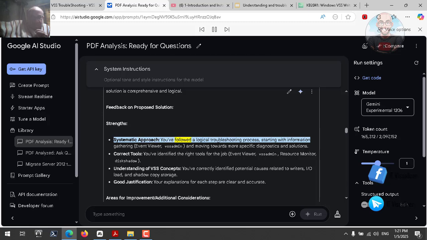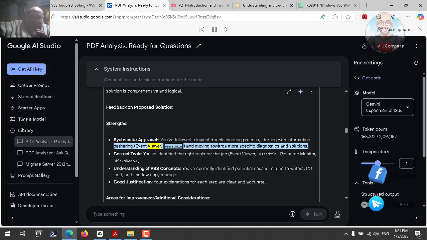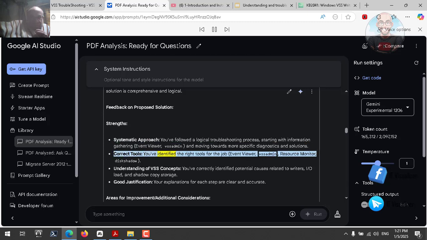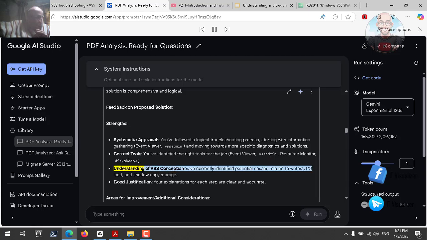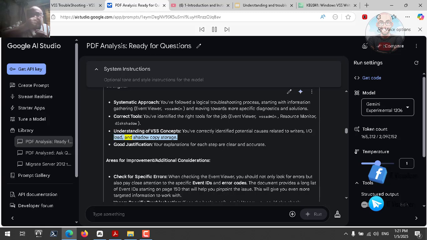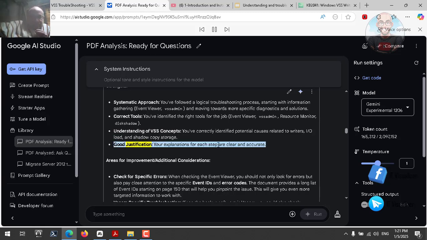Systematic approach. You've followed a logical troubleshooting process, starting with information gathering, event viewer, Sadmin, and moving towards more specific diagnostics and solutions. Correct tools. You've identified the right tools for the job: event viewer, Sadmin, Resource Monitor, Disk Shadow. Understanding of VSS concepts. You've correctly identified potential causes related to writers, I/O load, and shadow copy storage. Good justification. Your explanations for each step are clear and accurate.